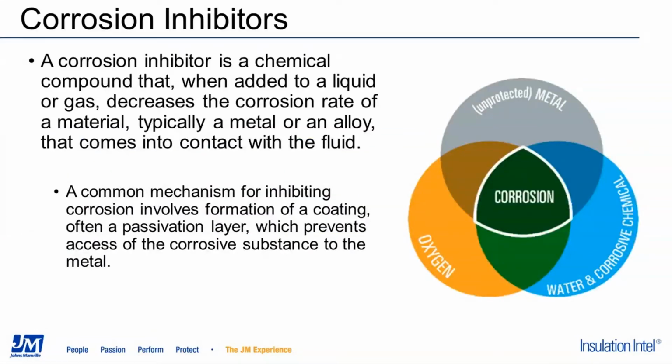So as he's mentioned, the study we're going to be reviewing today is on the use of corrosion inhibitors in an insulation system. So to start with, what is a corrosion inhibitor? A corrosion inhibitor is a chemical compound that, when added to a liquid or gas, decreases the corrosion rate of a material, typically a metal or an alloy, that comes into contact with a fluid. A common mechanism for inhibiting corrosion involves the formation of a coating, often a passivation layer, which prevents access of the corrosive substance to the metal surface.